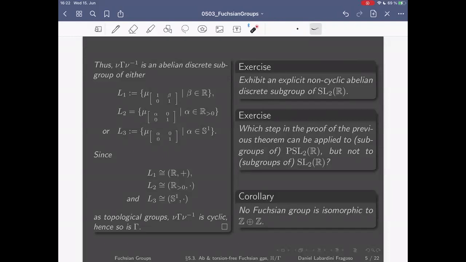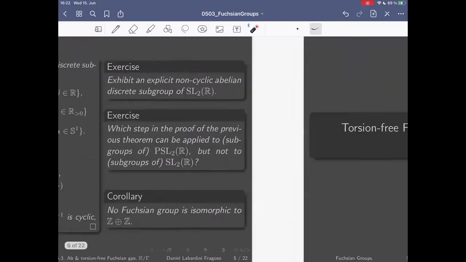And so what we saw two lectures ago is that we can quotient C by Z plus Z, and then we get the torus. This can't happen if we quotient by a Fuchsian group.